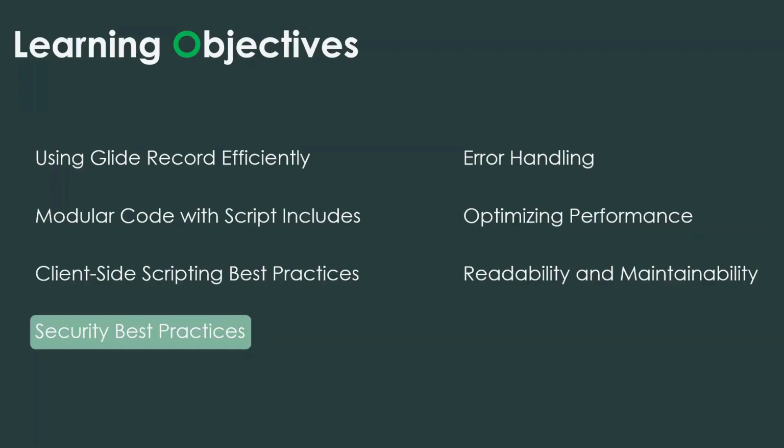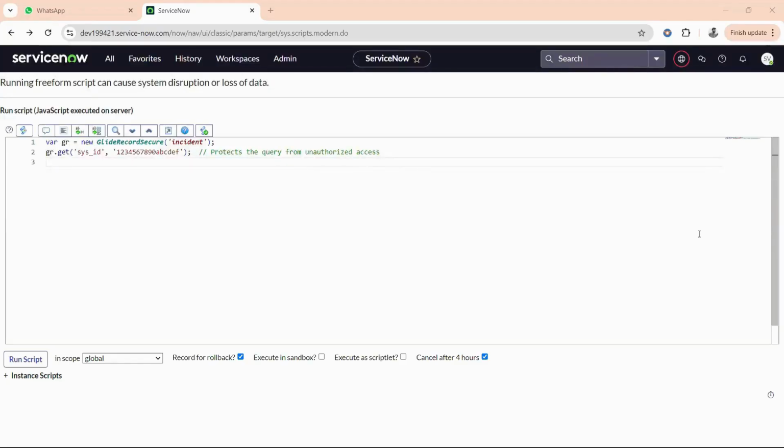Security is very critical. Always use GlideRecordSecure when querying sensitive data to make sure only authorized users can access the information. As for example, in this code, it ensures the data is only accessible to users with the right permissions.